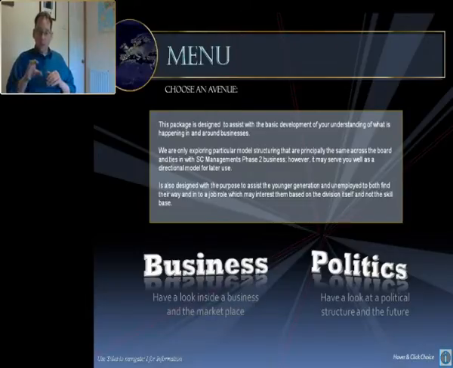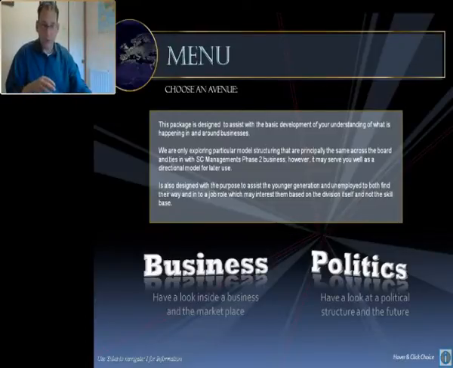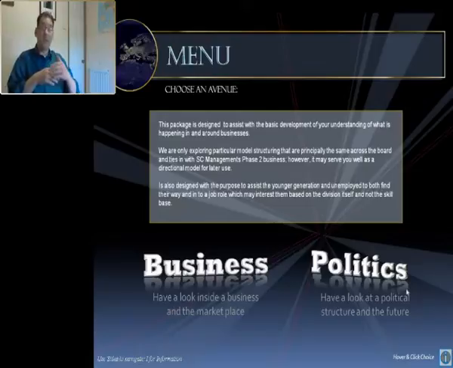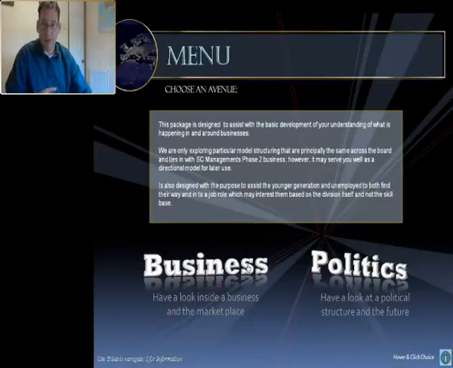So with business, we're having a look inside a business and the marketplace itself, and with politics, we're going to have a look at the political structure and the future. By the time we've finished, both of these will form into one avenue. They both have separate documents, more so politics, because the subject in itself, even in its basics, is much larger. So let's crack on.